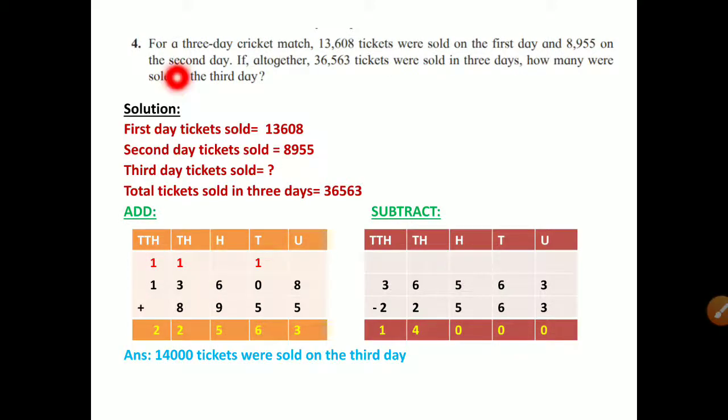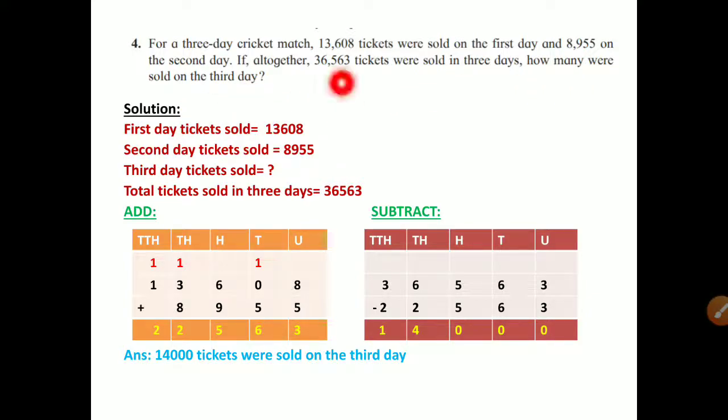Question number 4. For a 3-day cricket match, 13,608 tickets were sold on the first day and 8,955 on the second day. If altogether 36,563 tickets were sold in 3 days, how many were sold on the third day?